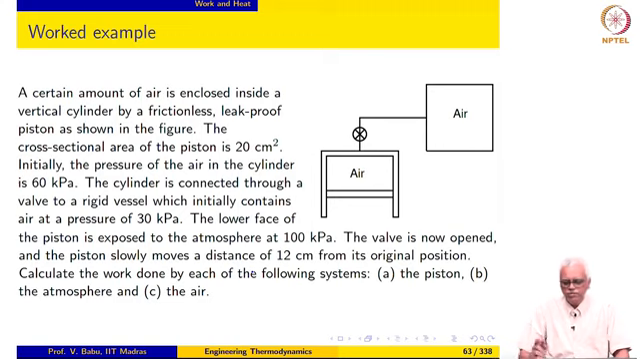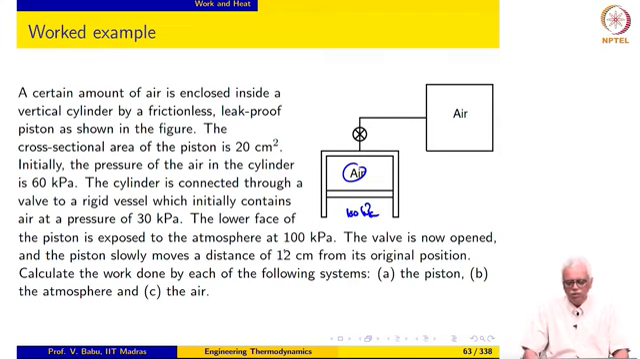Here we have a situation where a certain amount of air is enclosed inside a piston cylinder mechanism like this. The pressure initially in the cylinder is 60 kilopascal, which, notice, is less than the atmospheric pressure of 100 kilopascal. Atmospheric pressure is 100 kilopascal on the bottom of the piston, and initially the pressure inside the cylinder is 60 kilopascal. The cylinder is connected through a valve to a rigid vessel which initially contains air at a pressure of 30 kilopascal.